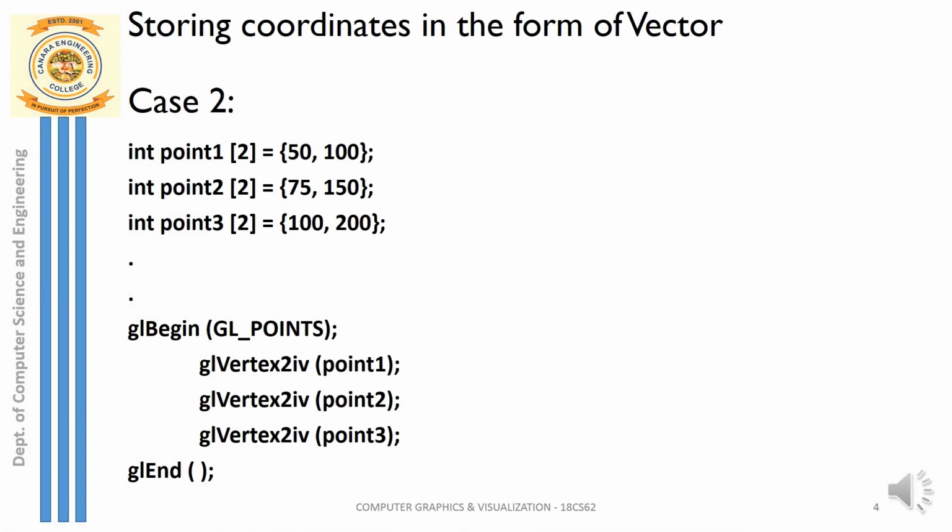Now this is case 2 of representing the points. So here you can see the 3 arrays I have defined. So which are the 3 arrays? point1, point2 and point3. And remember, all these are 2D arrays. So the 3 arrays I have now, I'm going to make use of these 3 arrays to display the points. Again the same glBegin, GL_POINTS, the primitive type is points. So 3 points I'm going to display there.